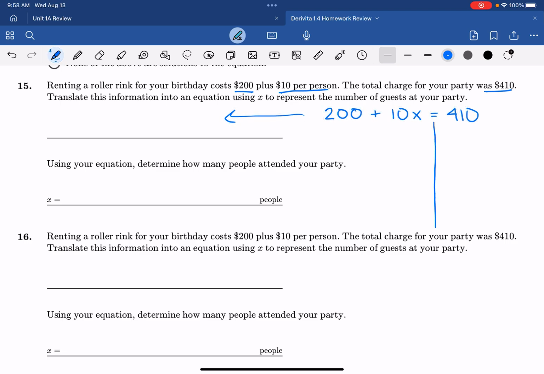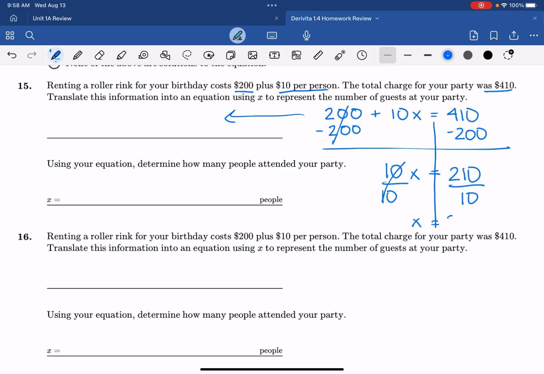And then we're going to solve that equation. So I'm going to subtract the 200 from both sides. That gives me 10x equals 210. And I'll divide by 10. And 210 divided by 10 is 21. So there were 21 people at your party. So these are the kind of questions that you're going to see on your quiz. Please come and ask for help if you need it.